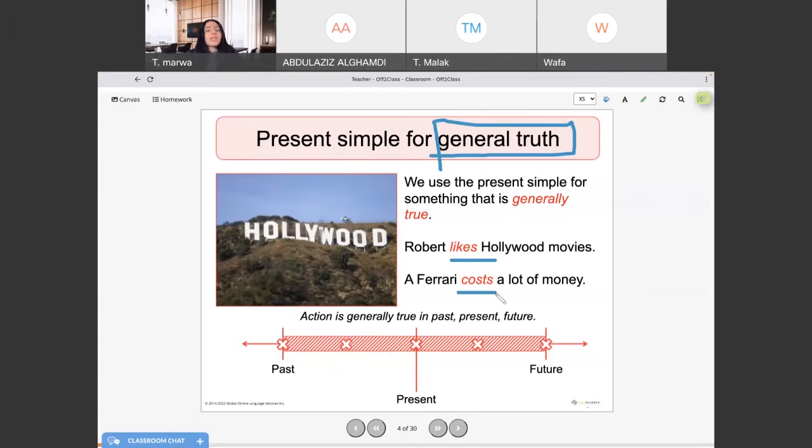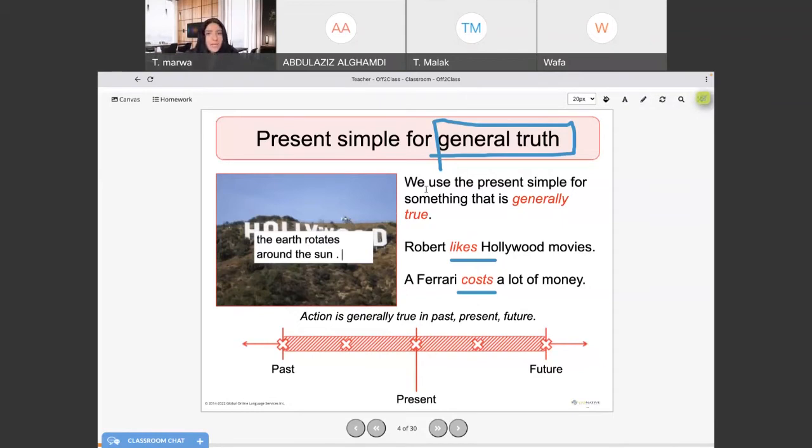So I don't say is costing. I don't say I'm liking. I say it costs. I like. Okay? So I say it in the simple present. Even if you want to talk about a scientific fact, you also use the simple present. Any scientific fact you use the simple present, like here. For example, the earth rotates around the sun. Okay, this is a scientific fact.